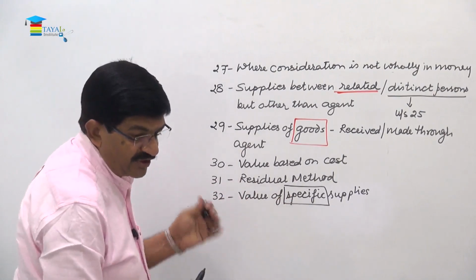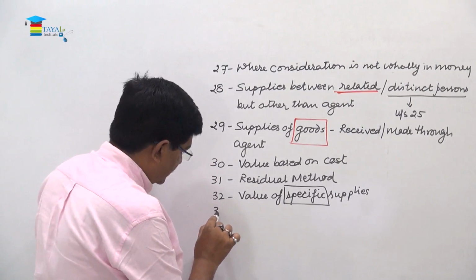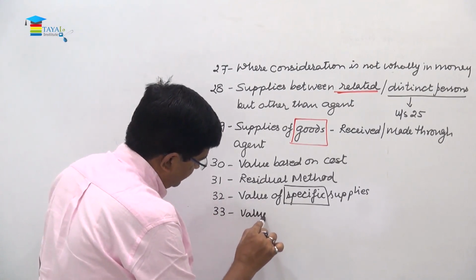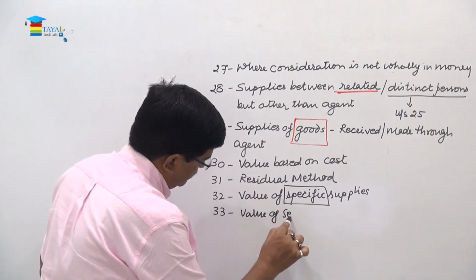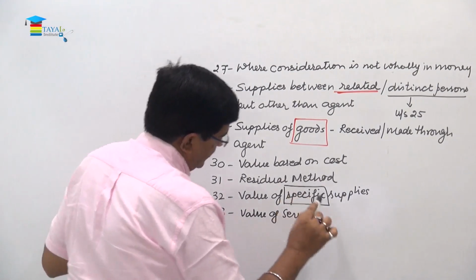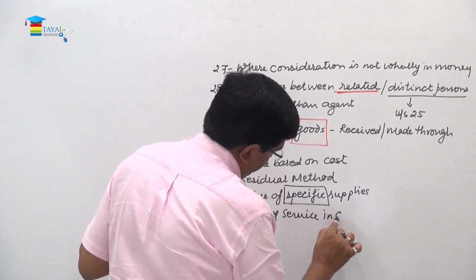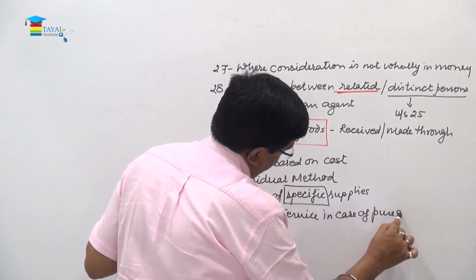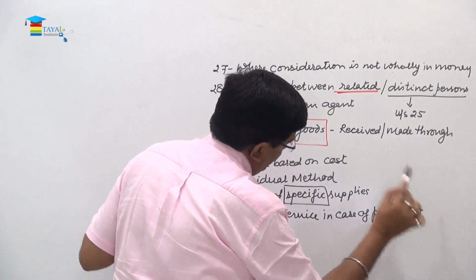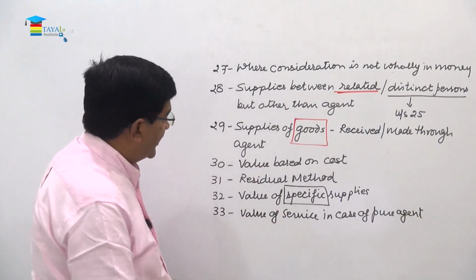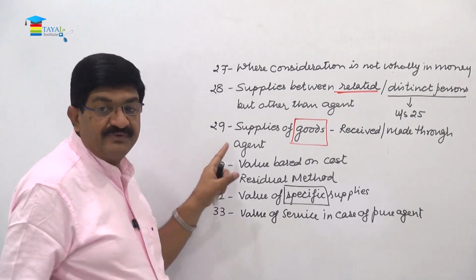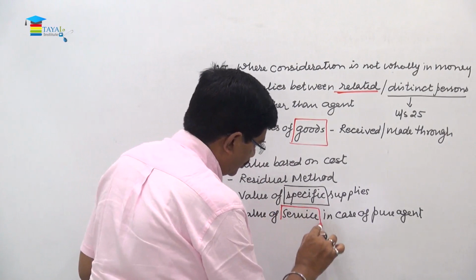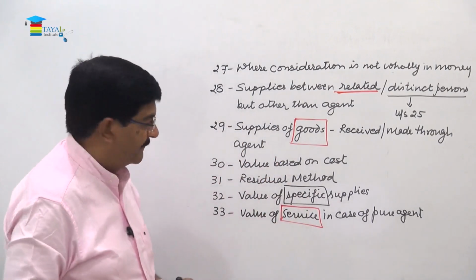Then rule number 33, this is value of service in case of pure agent. So like rule number 29 is exclusively in relation to goods, this rule is exclusively in relation to services, right?